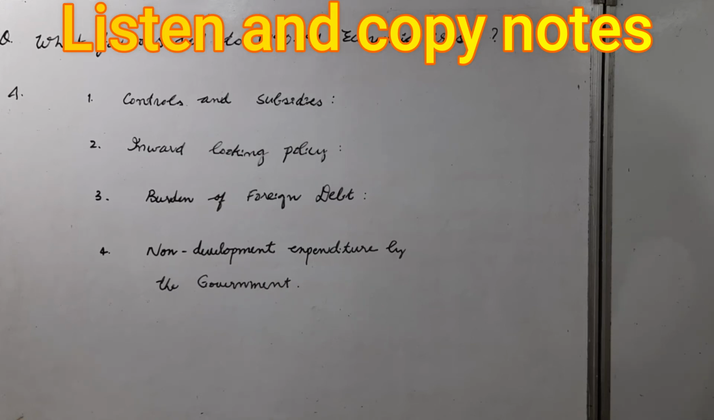Burden of foreign debt, that's the third point. Huge foreign debt led to an adverse balance of payments position. And the last one, non-development expenditure by the government. There was a fiscal deficit because of increased defense expenditure, public salaries and subsidies. A huge expenditure was going into defense, public expenditure, salaries of government employees, subsidies, etc. These are a few important factors that led to the economic crisis.